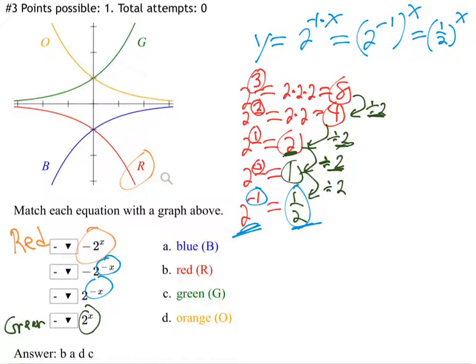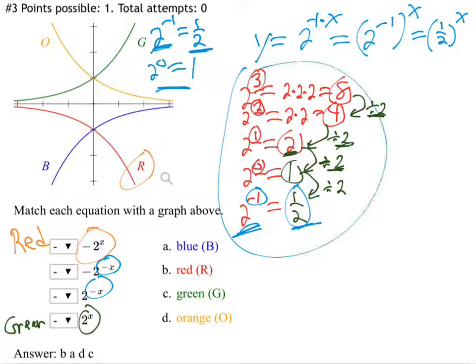So 2 to the negative 1 is a half, and 2 to the 0 is 1. You really want to know those two rules well for exponents, for powers. Anything to the 0 power is 1, and a negative power flips to the denominator. We proved it right here. It's just simply the truth. It's the pattern. Just follow the yellow brick road there.